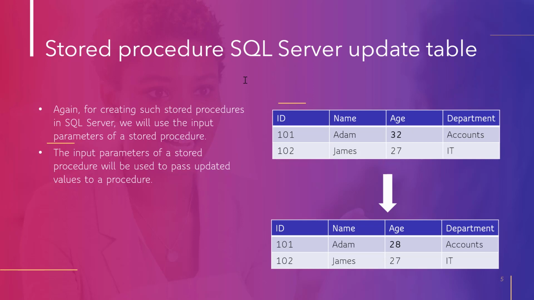So just like we have created the stored procedure for insert operation, in the same way we will create a stored procedure where we will keep some input parameters so that we can pass updated values, and instead of using the INSERT INTO statement we will use the UPDATE statement and update data of the table. So let us discuss how we can do that with the help of an example.